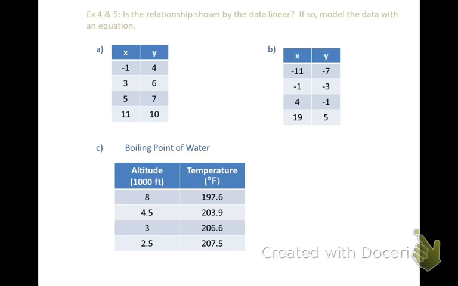All right, examples 4 and 5 are going together. Is the relationship shown by the data linear? If so, model the data with an equation. So step 1, to find out if your answer will be yes or no, you're going to find the slope.